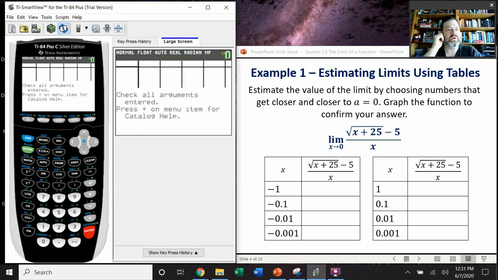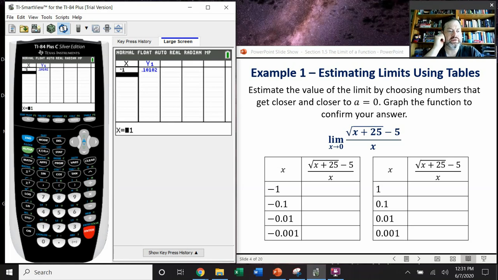Okay, so what did I do wrong here? Well, I tried to type this minus key instead of the negative. I have no idea why Texas Instruments built this into their calculators. But just make sure you're typing the negative sign, not the minus. I know that's weird, but that's how they do it.